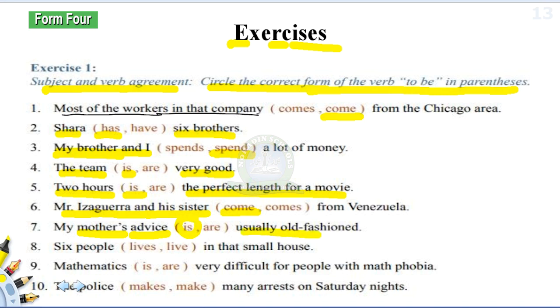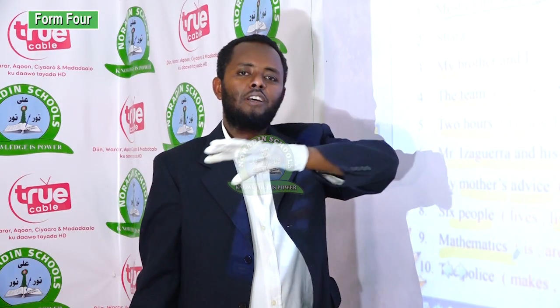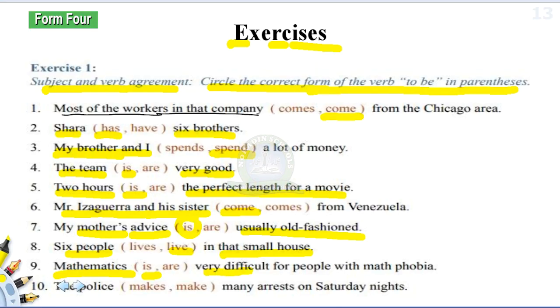6 people. This takes a plural verb: live in that small house. 6 people not lives, that is singular. The subject is plural, so we're going to use live in that small house. Mathematics: physics, mathematics, statistics are singular. So we're going to use is. Mathematics is very difficult for people with math phobia.